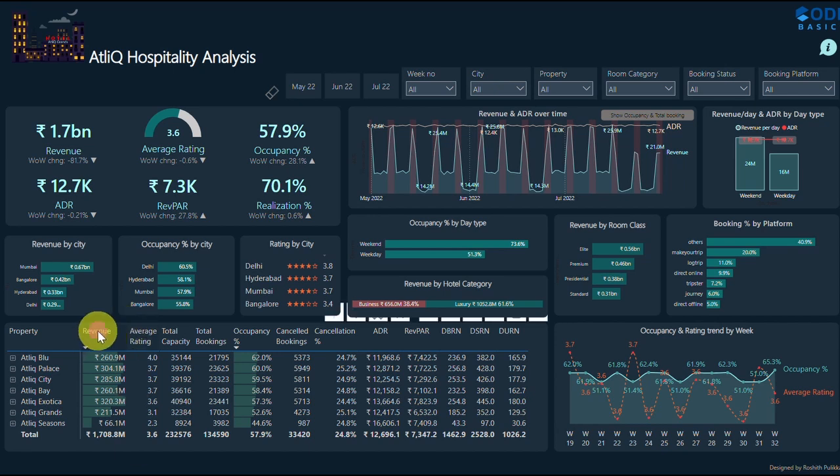The highest revenue is generated by AtliQ Exotica. AtliQ Blue has the highest rating of 4 and a strong occupancy rate of 62%. On the other hand, AtliQ Seasons has a critically low rating of 2.3 and low occupancy of 44.6%, demanding urgent attention.